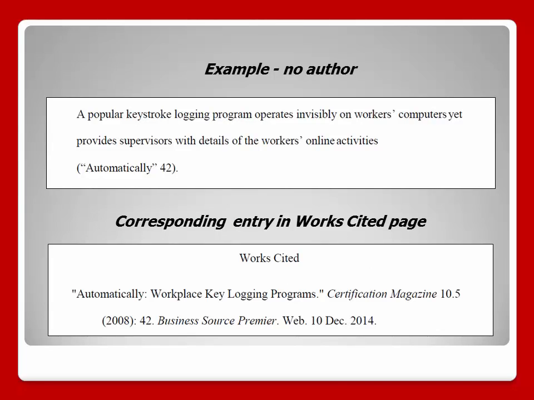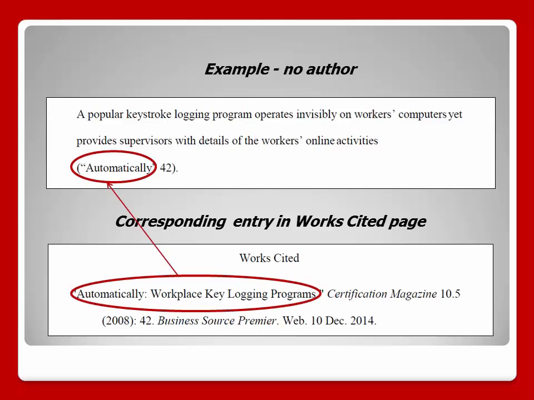Remember that the in-text citation points your reader to the corresponding entry in your works cited page. So even if your source doesn't have an author, you will still go to the works cited entry and use the first words of the complete citation for the in-text citation, which, if there's no author given, will be the title. Use your best judgment on how much of the title is needed to make it clear to your reader which entry you are referencing.